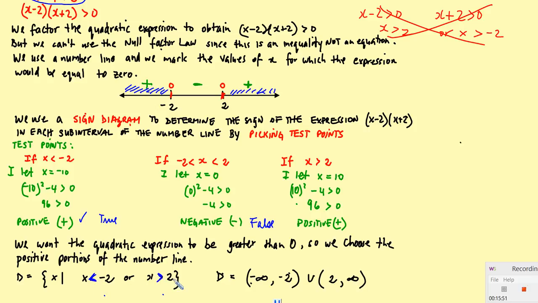Now if we're going to be using interval notation, then it'll go from left to right, from round bracket negative infinity to negative 2, union from 2 to infinity.